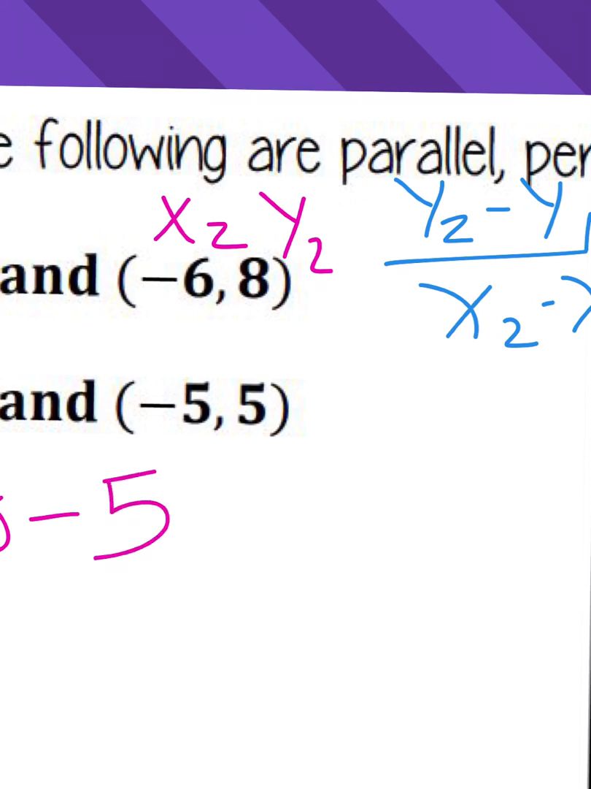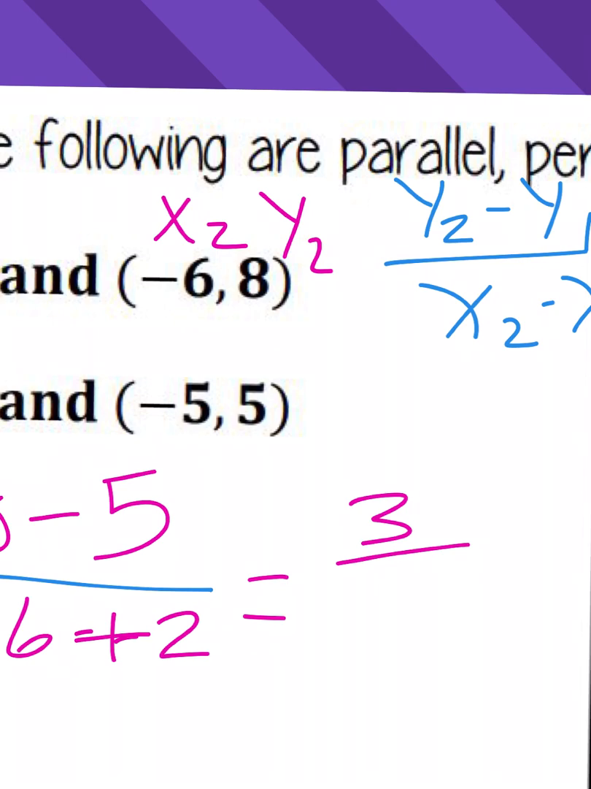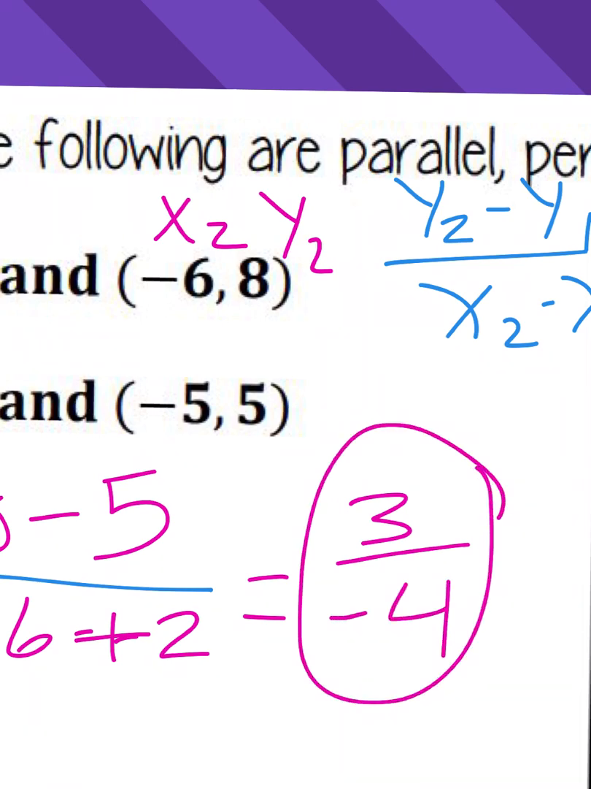And we are going to divide that by our x's. So what's our first x? Negative 6, minus negative 2. But we know two negatives equal a positive. All right, so what is 8 minus 5? 3. Good. And negative 6 plus 2? Negative 4. Oh my god, you're smart. That is your slope for the first one.